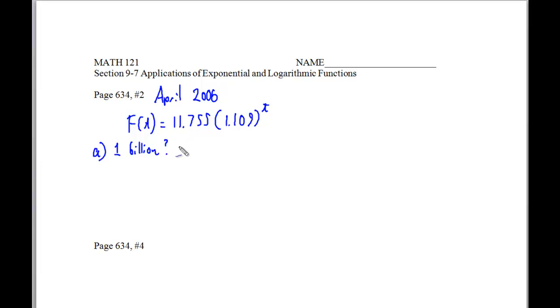Since we're talking about millions of people here, we're going to change 1 billion to the target of 1,000 million. So when did Facebook, if this was the correct data and growth rate from April 2006, hit 1,000 million, which is 1 billion? To find that t time, we would have to plug our 1,000 in for our answer and solve for the letter t.